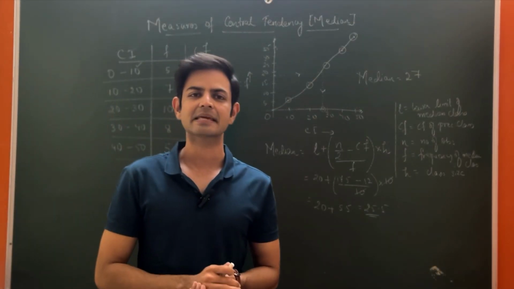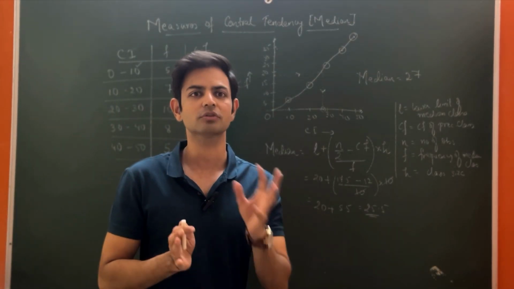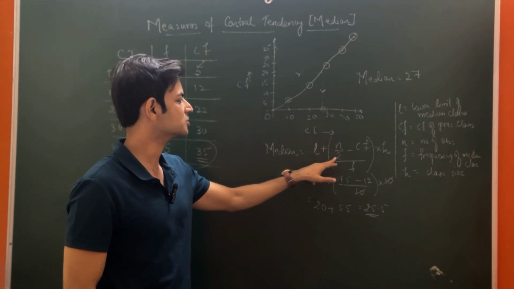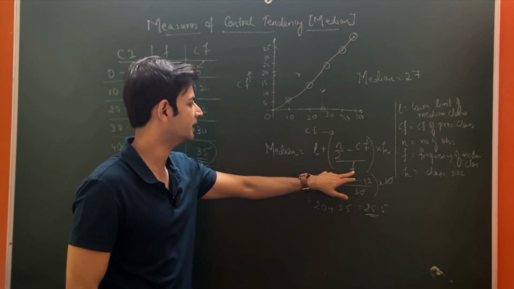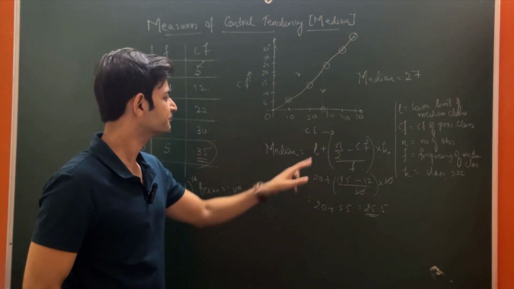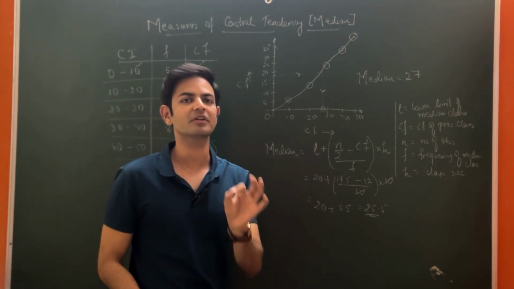Now let us understand the same question with the help of the formula method. The formula to find the median is L plus (n by 2 minus CF) upon F, into H. Now let's understand each component here. L is the lower limit of the median class.